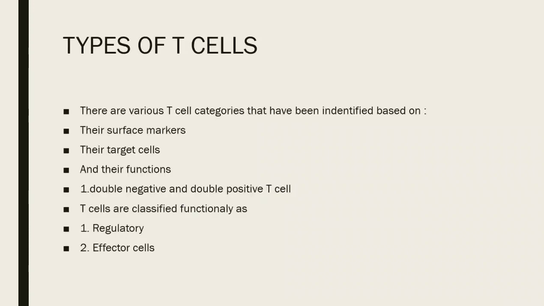Now types of T cells. There are various T cell categories that have been identified based on their surface markers, their target cells and their functions. So there are mainly double negative and double positive T cells. And on the basis of function, they are divided into two major types, that is regulatory and effector.